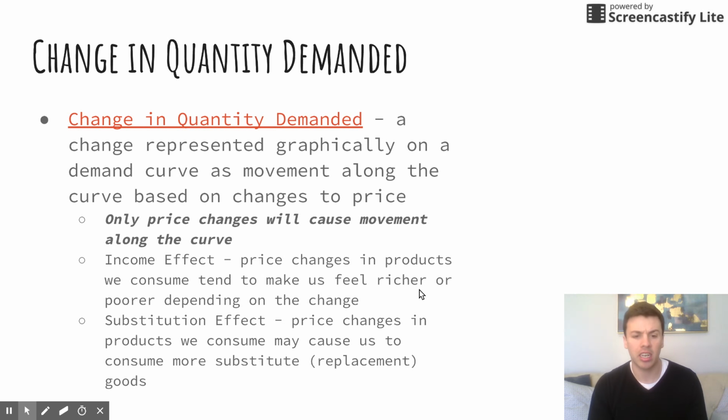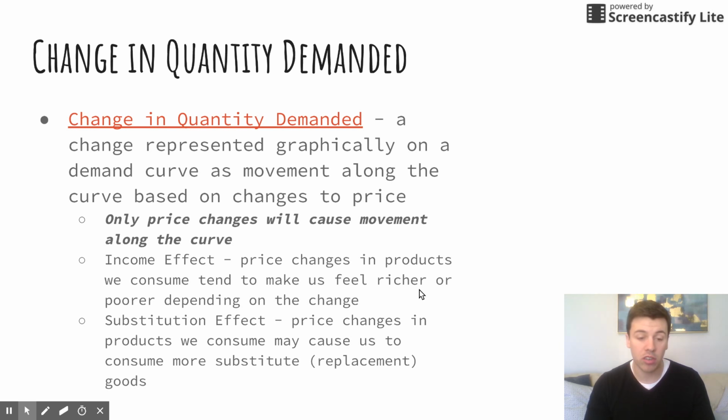A couple of secondary terms here. The income effect is where we're looking at price changes in a product that make us feel richer or poorer because of that. So if the price of something goes down, we feel like we have more money to spend. We might be willing to buy more pizza, or we might be willing to buy a drink with our food instead, because we feel richer. All right, so that's the income effect.